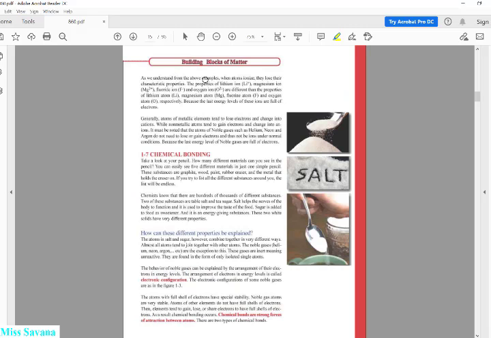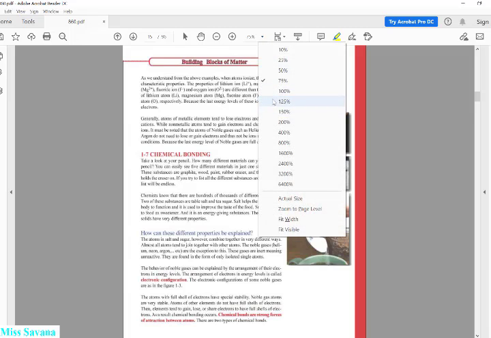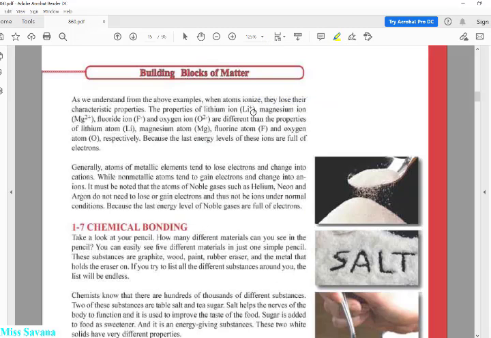So as you can see, guys, now when an atom is ionized, let me match this for you. When an atom is ionized, what do I mean by ionized? I mean it gains or loses an electron. They lose their characteristic properties.